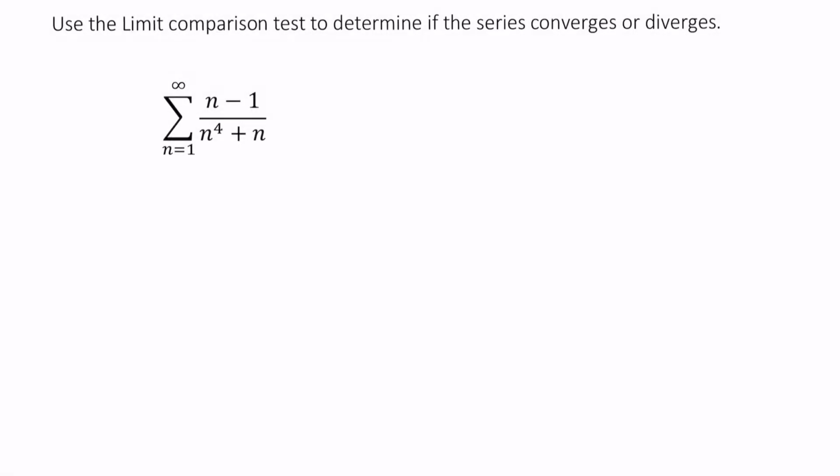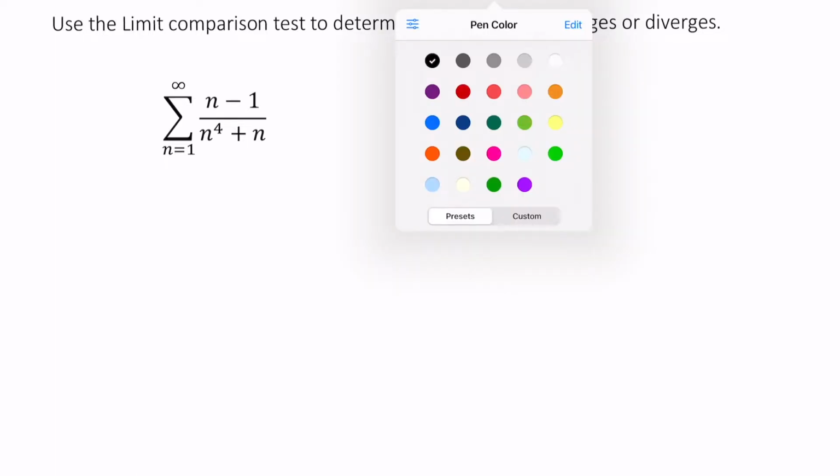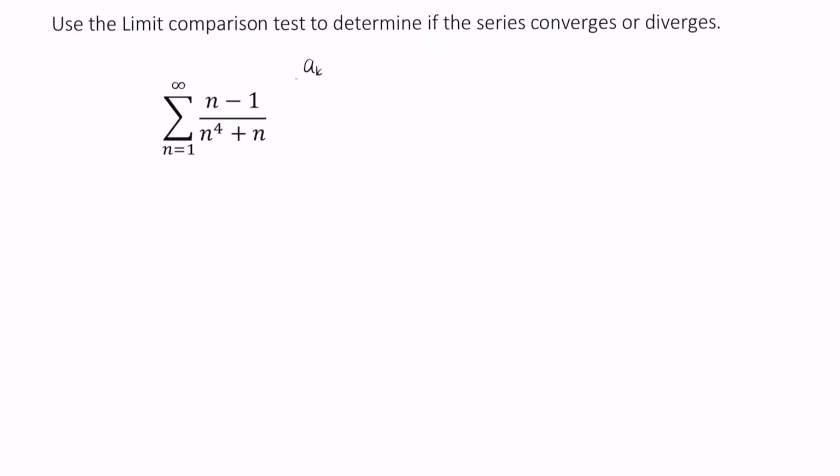In this video, I'm going to go over how to use the limit comparison test to determine whether a series converges or diverges. So the first thing, and frankly, the toughest thing to do, is to determine what to compare the series to. So let's call this a sub k here. I want to find some other series b sub k that's either convergent or divergent.